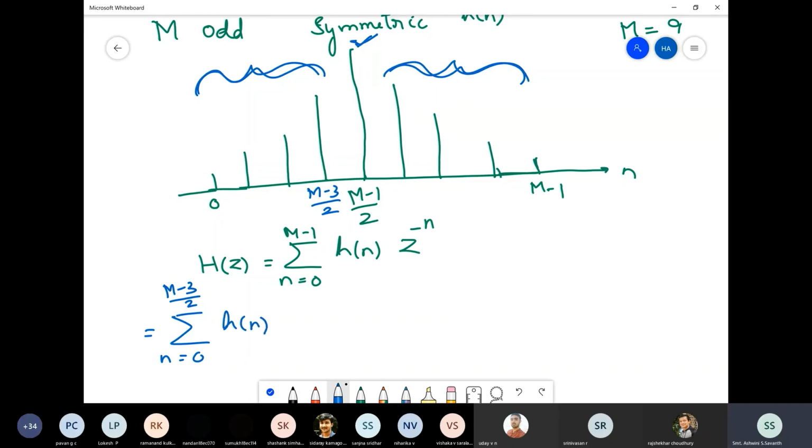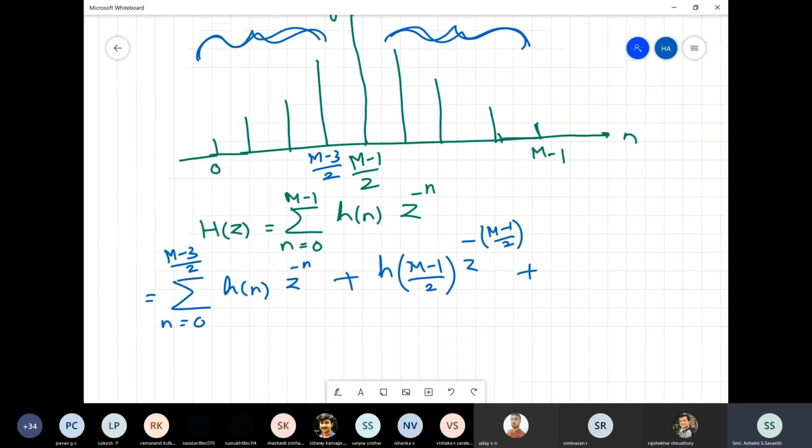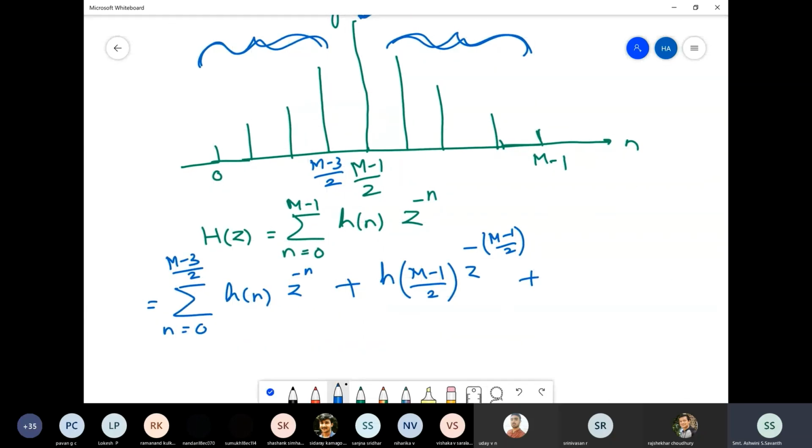Then h of n is going to be as it is, z to the power minus n, plus the center value that we have. So we are going to substitute n equals m minus 1 by 2 to just uniquely write the center value. So what is that? H of m minus 1 by 2, z to the power minus of m minus 1 by 2. That is the center value. Okay. Plus the next summation, the remaining values we'll have to write.